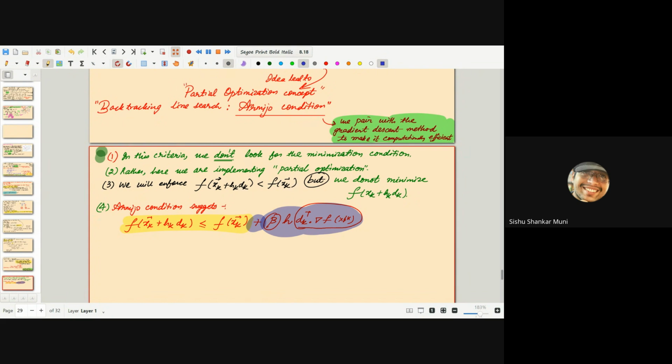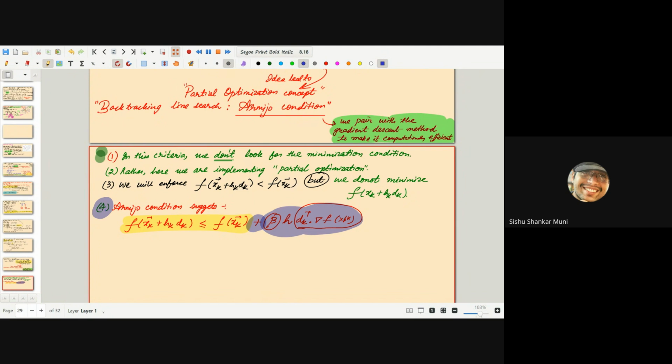Yeah, you are correct. But this is our condition, and that condition is the sufficient one. We will check that one. I told the second one just to mention that we do not minimize f of xk plus hk dk at every step, but instead we will ensure this one. We will not check both. We will check only the Armijo condition. We will only implement step 4.